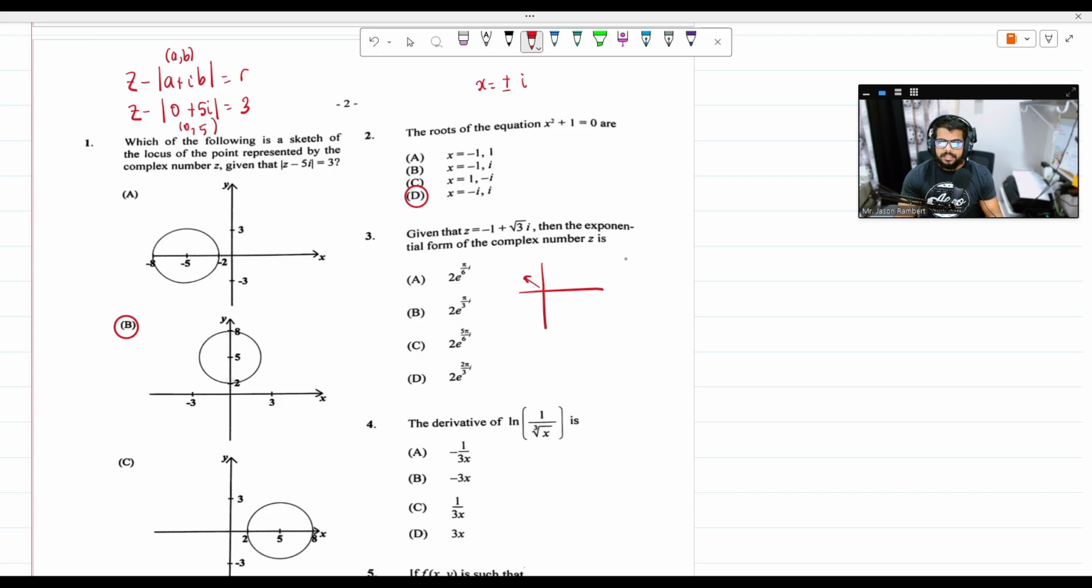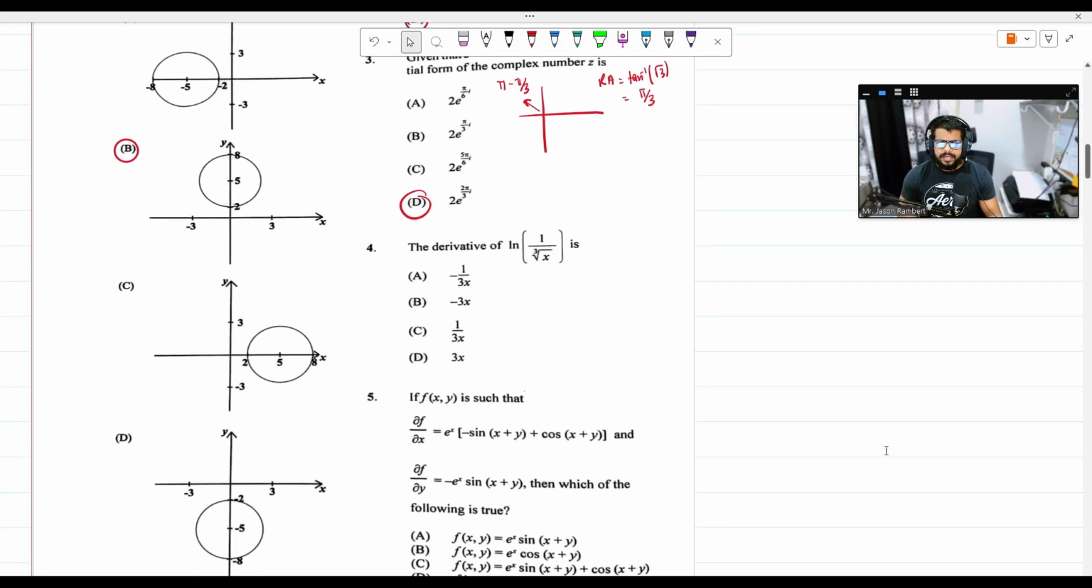So once I calculate the reference angle, which back in the day I used to call the principal value, nowadays I'm going to say the reference angle is tan inverse of root 3 over 1. Tan inverse of root 3 is pi on 3. And in this part of the graph, if the complex number lies there, then the argument is pi minus pi on 3, which is 2 pi on 3. So which one gives me 2 pi on 3? The answer is D.